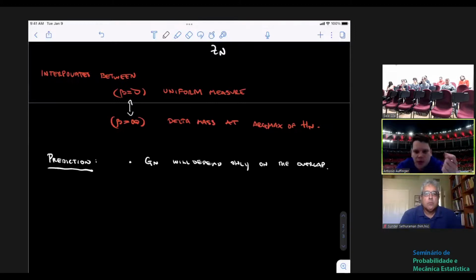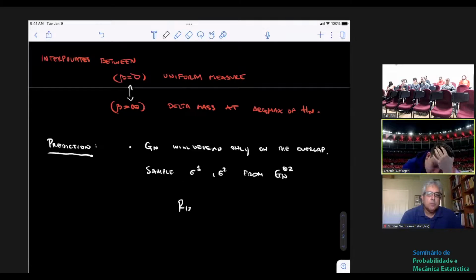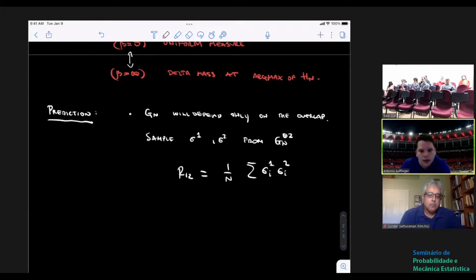So let me explain what the overlap is. The overlap is just: you sample two copies from GN independently, and you look at their inner product. So you sample sigma 1 and sigma 2 from GN squared, and then you look at what I call R12, which is just the normalized product of these two guys.